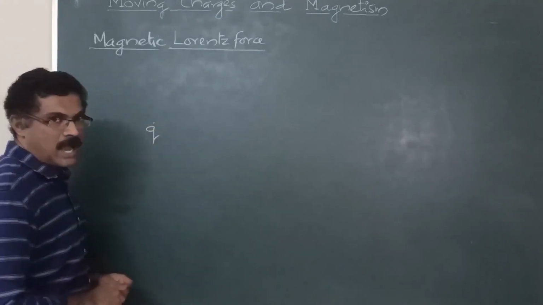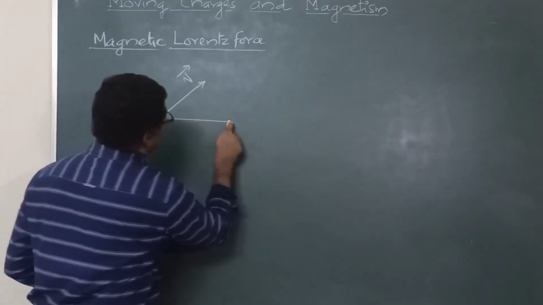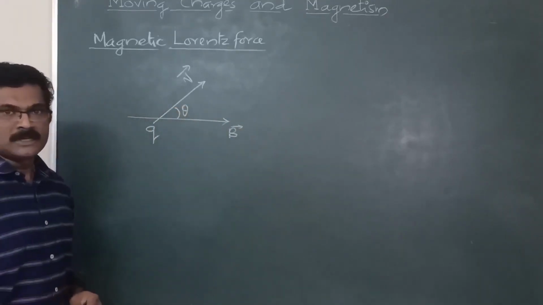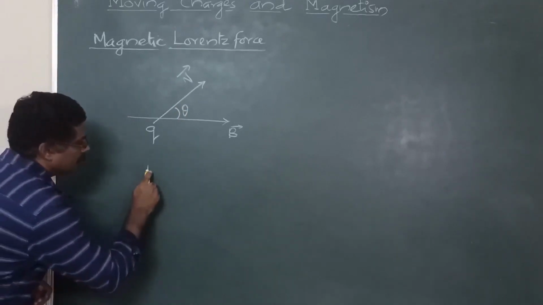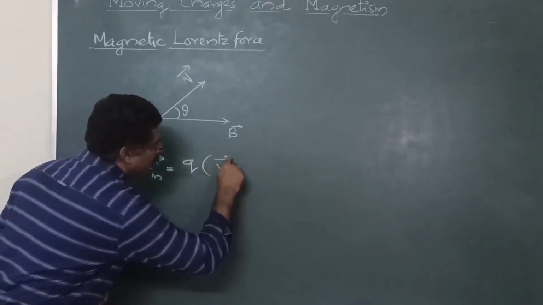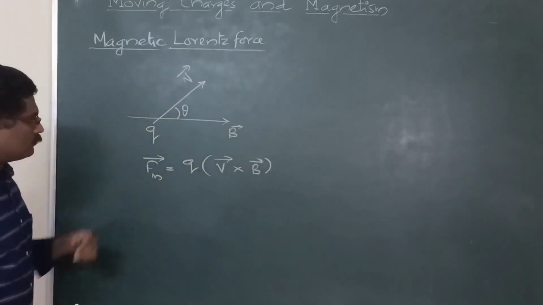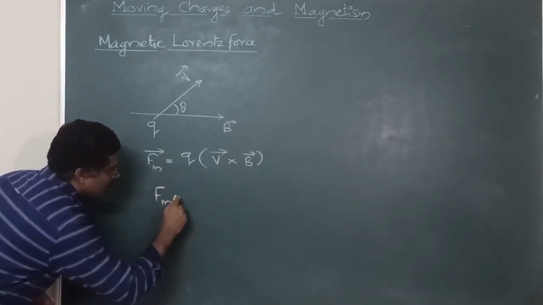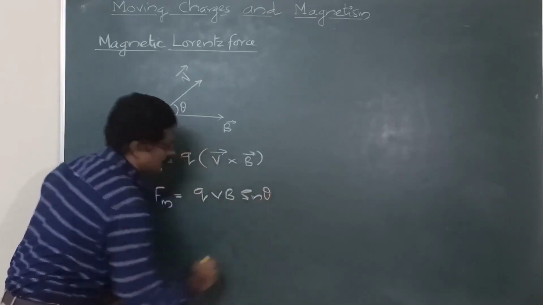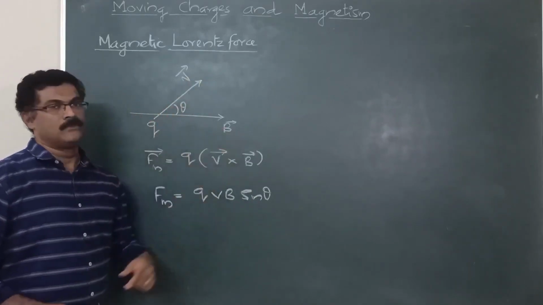Let Q be the charge moving with velocity v through a magnetic field of strength B, making an angle theta. Then the magnetic Lorentz force is given by Fm vector equal to Q into V vector cross B vector. Its magnitude can be written as Fm equal to QVB sin theta, where theta is the angle between the velocity vector and the magnetic field vector.